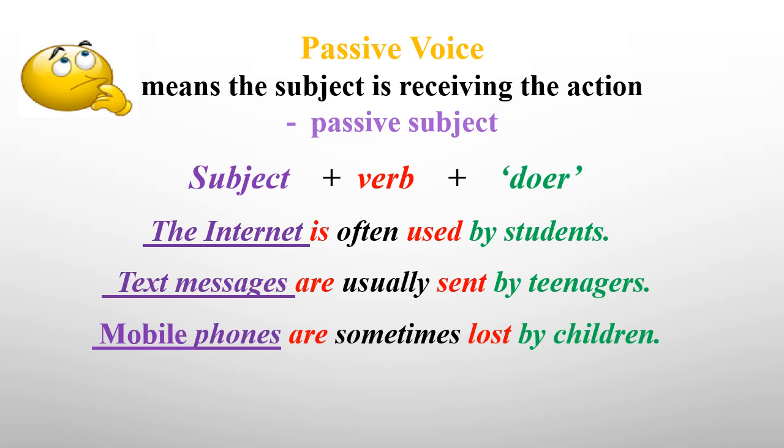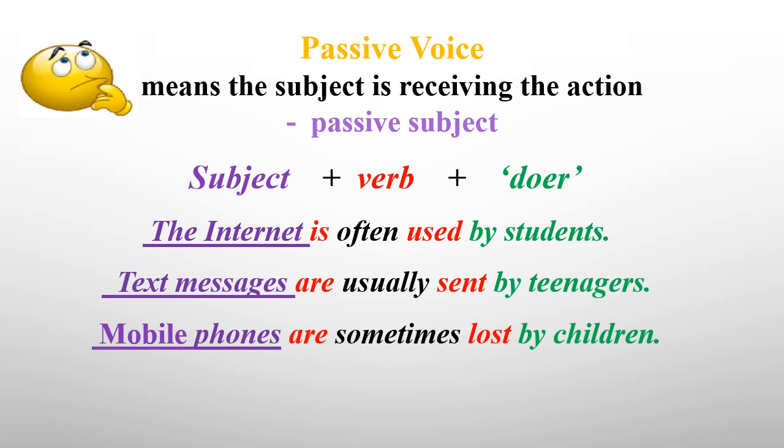The words is used, are sent, are lost are verbs, and the words by students, by teenagers, by children are now less important. We only use these words if we would like to specify the doer of the action. If we do not want to specify the doer of the action, then we can take these words out of these sentences. Please read the following sentences together with me.